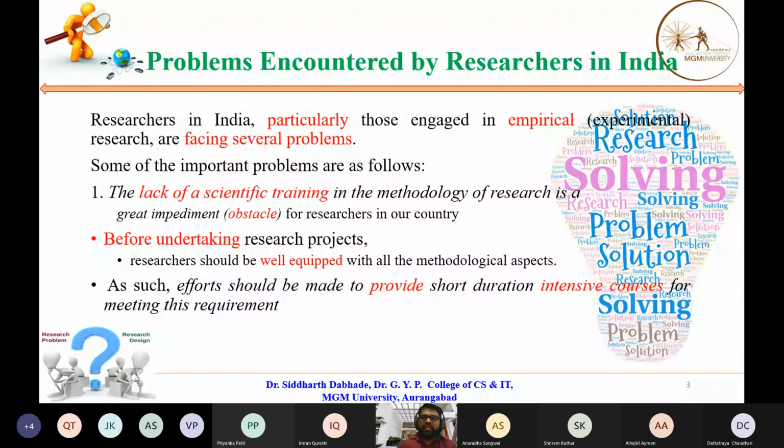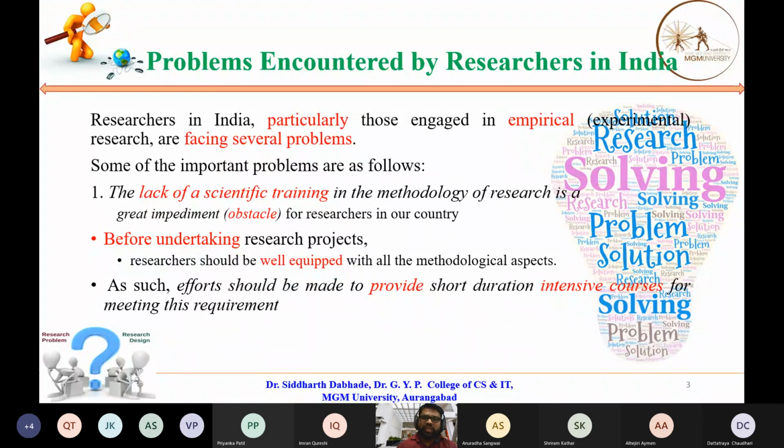Most of the students are not aware of what research is. What research is and how to do it, if they don't know that, we are not able to perform proper research, right? So there is a lack of scientific training. In most cases students just pass out of their post graduation and jump directly into research, so they don't have the idea how to do research work.